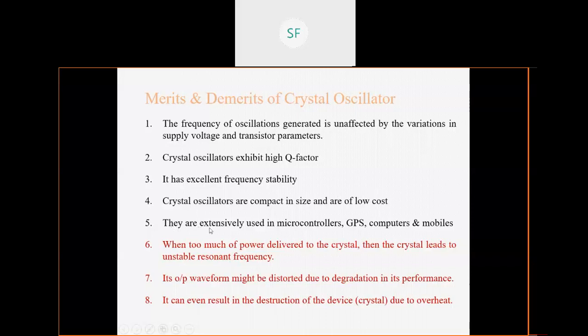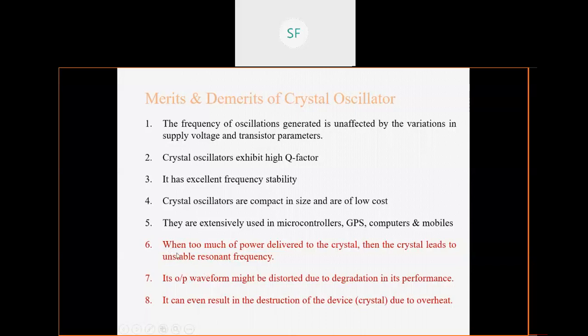Then fifth is they are extensively used in microcontrollers, GPS, that is global positioning system, computers and mobiles, that is smartphones. So these first five are nothing but the merits of your crystal oscillator. Now there are some merits, obviously there will be some demerits. So 6, 7 and 8 are nothing but the demerits, means disadvantages. There will be advantages of any circuit and there will be disadvantages also.